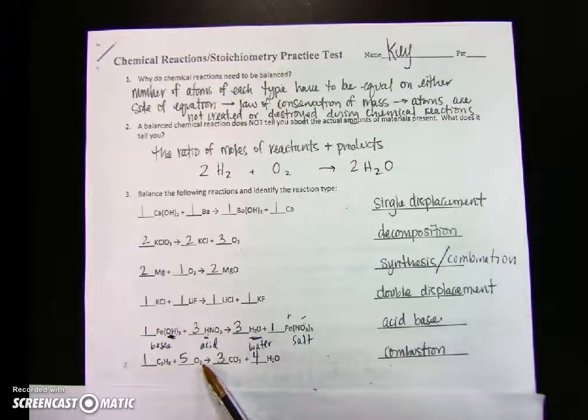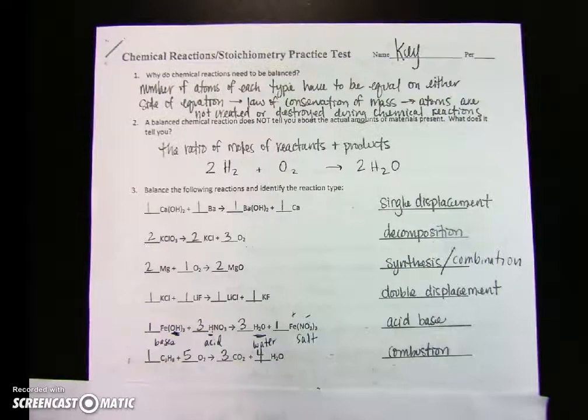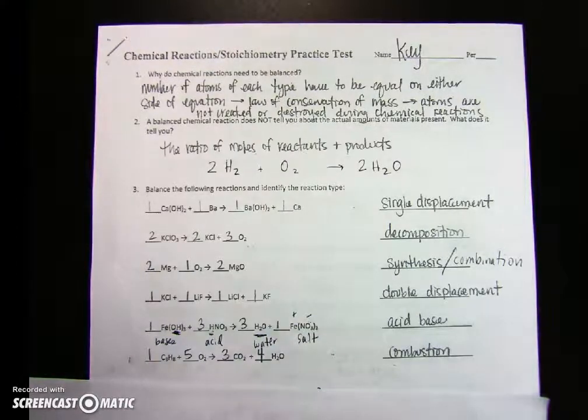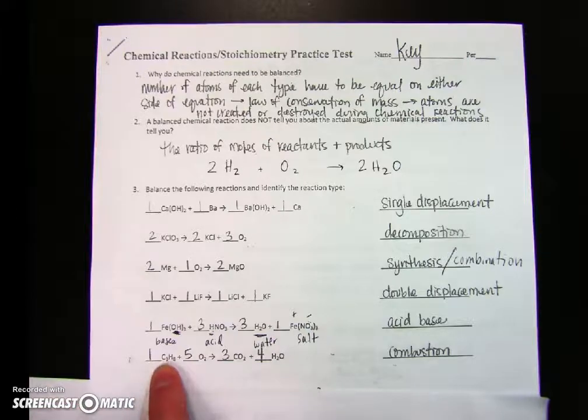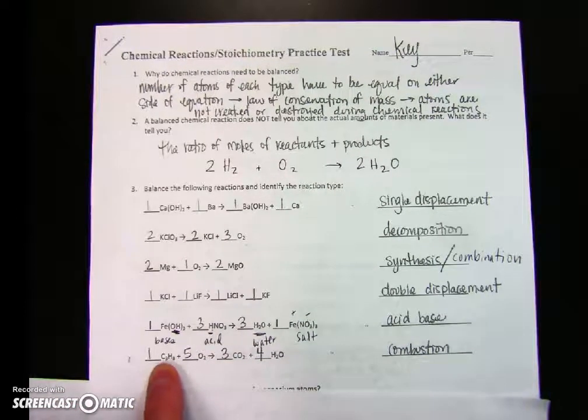C3H8 and oxygen. When you see carbon-hydrogen, that's called a hydrocarbon. If you go on to take AP Chemistry, you'll find that these are organic compounds, and we name this propane. Now I know you're familiar with this substance because it is used in your gas grills.